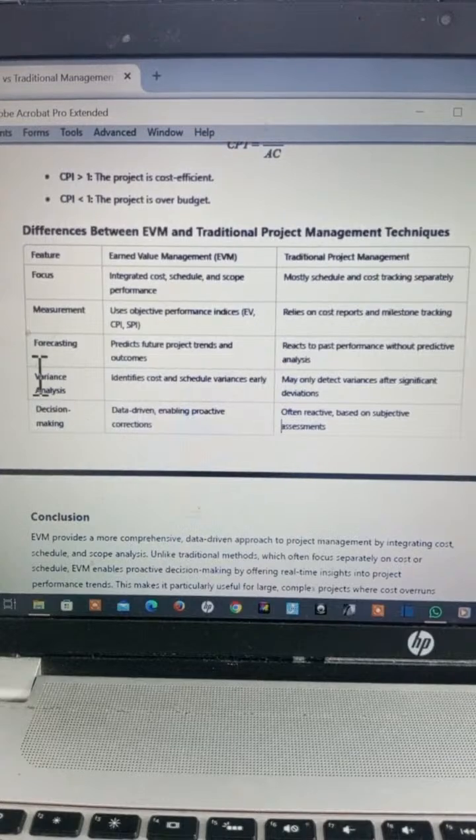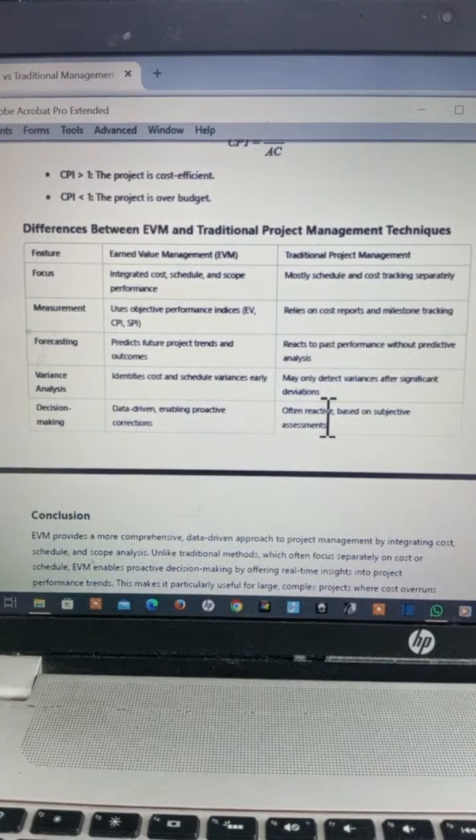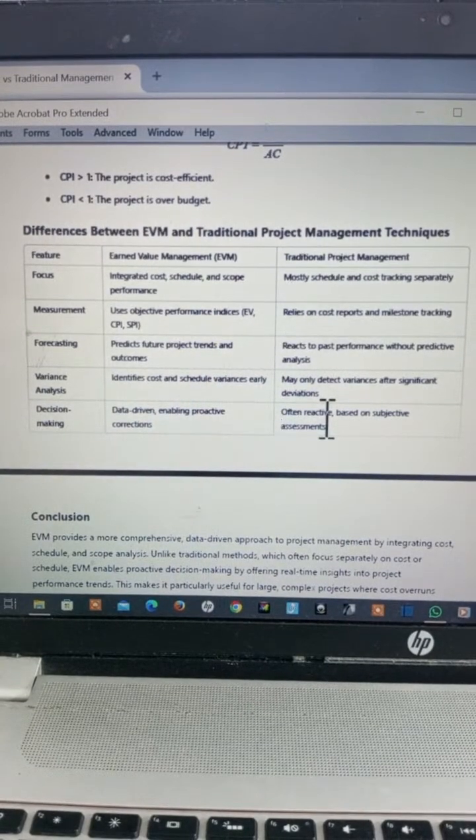Okay? With regards to variance analysis, we have earned value to identify cost and schedule variances very early, while traditional project management may only detect variances after significant deviation. So it is only when there is a serious matter on the ground to settle that the team comes in and starts doing their reports and their evaluations.